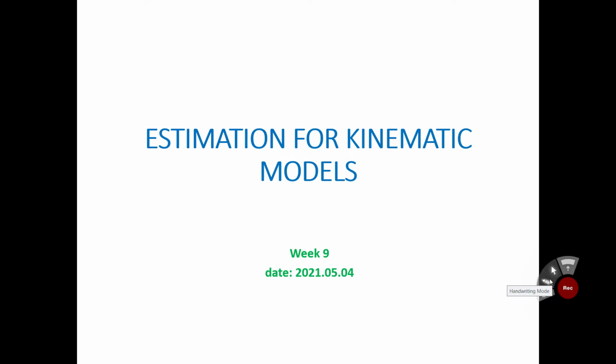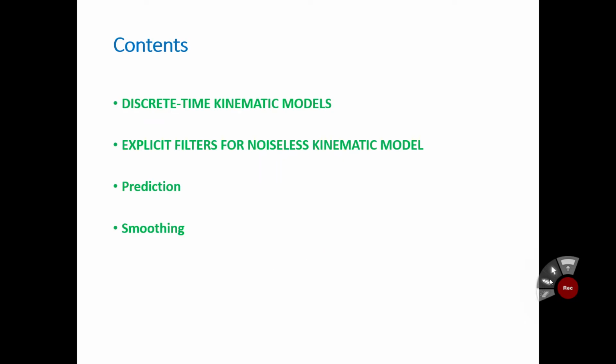We will start a new chapter, estimation for kinematic models. These are the contents: discrete time kinematic models. We have already studied some dynamic equations, which are also called the state equation and the kinematic models, and we already used these models in the Kalman filter, and then explicit filters for noiseless kinematic model, then prediction and smoothing.